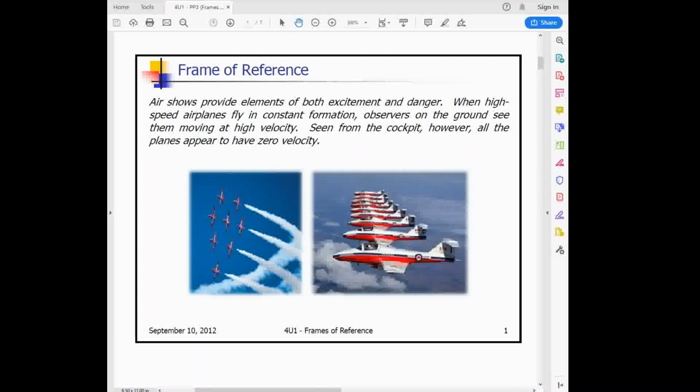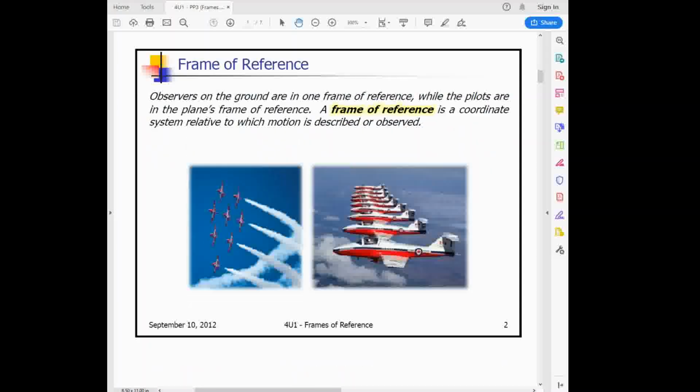So an observer on the ground sees the planes moving in formation very fast. An observer in one plane sees the other planes as if they were moving at zero velocity, because they're moving at the same speed. So in physics, no frame of reference is given preference over any other. In the frame of reference of the observers on the ground, the planes move relative to the ground. But in the frame of reference of each pilot, the planes do not move with respect to each other.